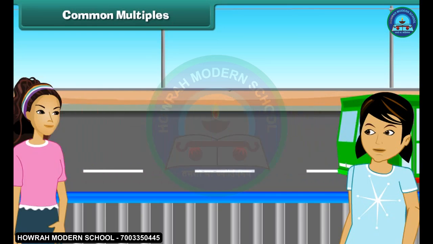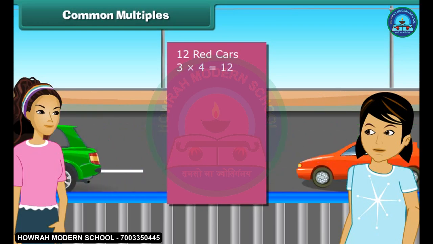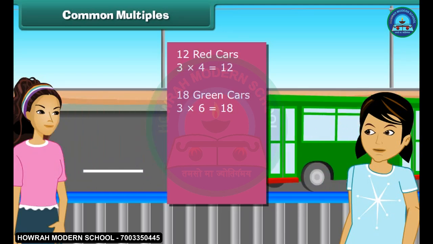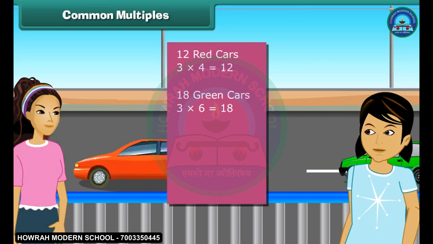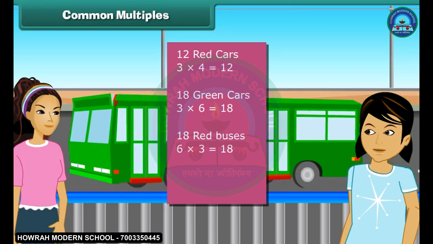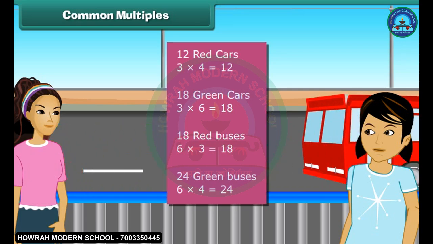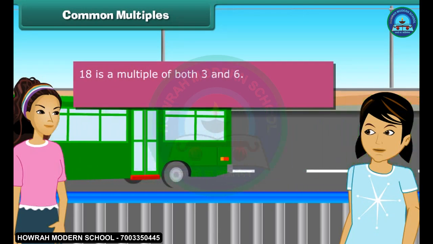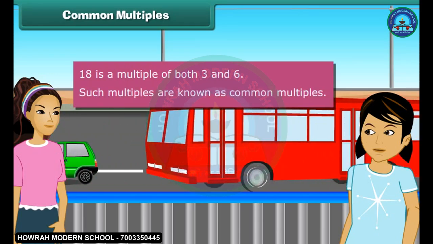She expresses them as 3 multiplied by 4 is equal to 12, and 3 multiplied by 6 is equal to 18. Prerna observes 18 red buses and 24 green buses. She expresses them as 6 multiplied by 3 is equal to 18, and 6 multiplied by 4 is equal to 24. 18 is a multiple of both 3 and 6. Such multiples are known as common multiples.